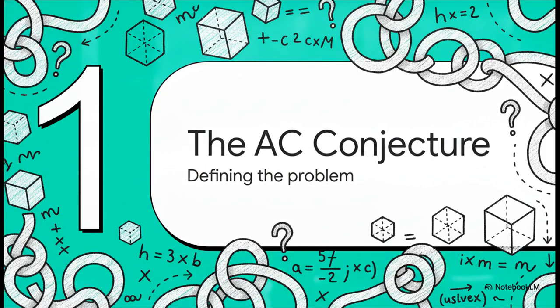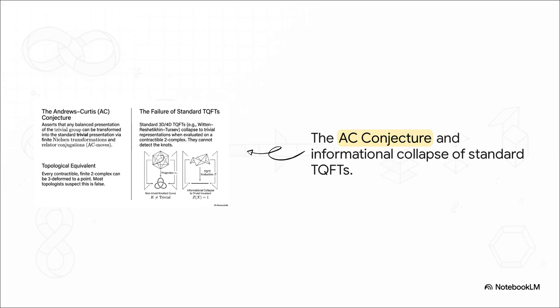Part 1. The Andrews-Curtis conjecture. Let's define the problem. So the Andrews-Curtis conjecture asserts that any balanced presentation of the trivial group can be transformed into the standard trivial presentation using just a finite set of moves. Topologically speaking, this means every contractible finite 2 complex can be deformed down to a single point.